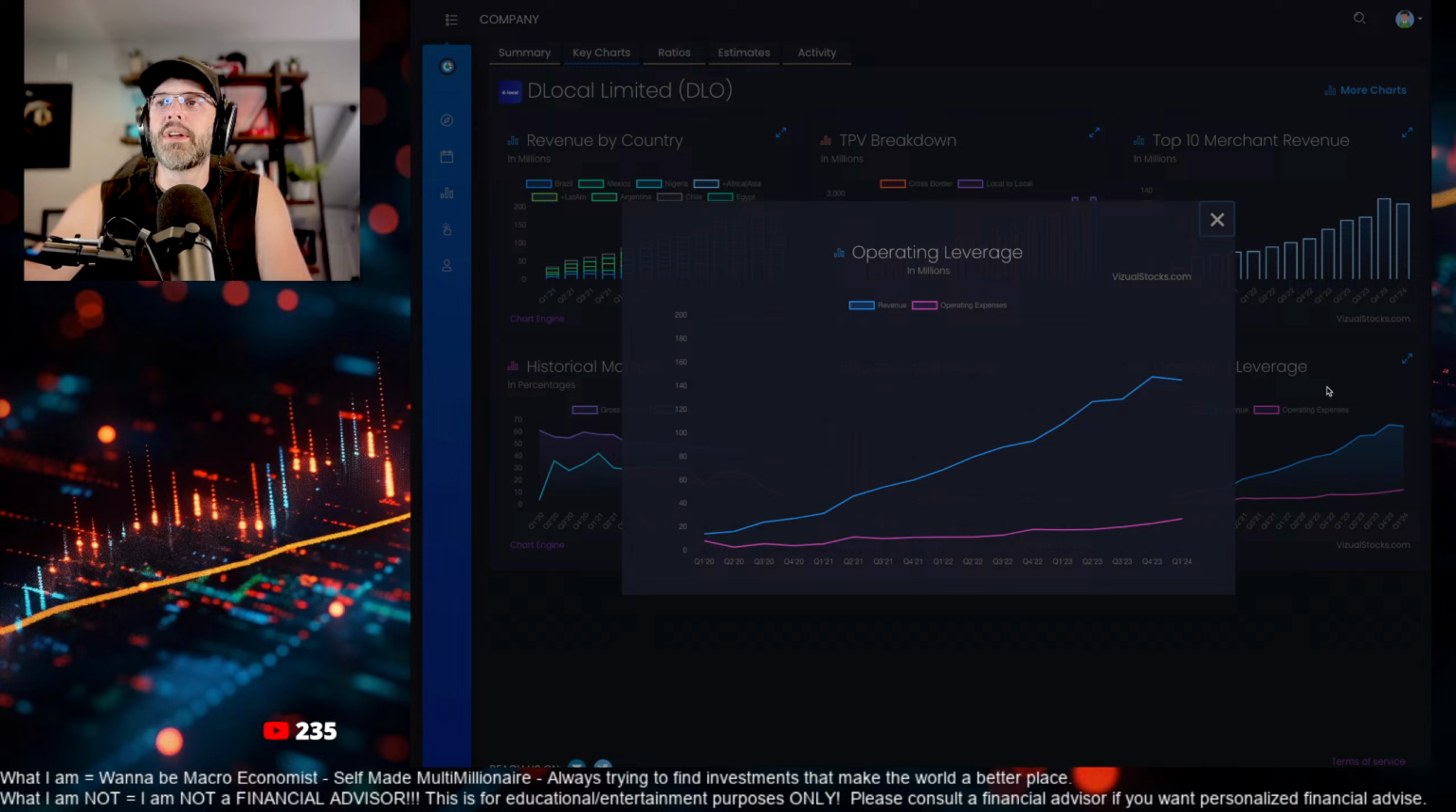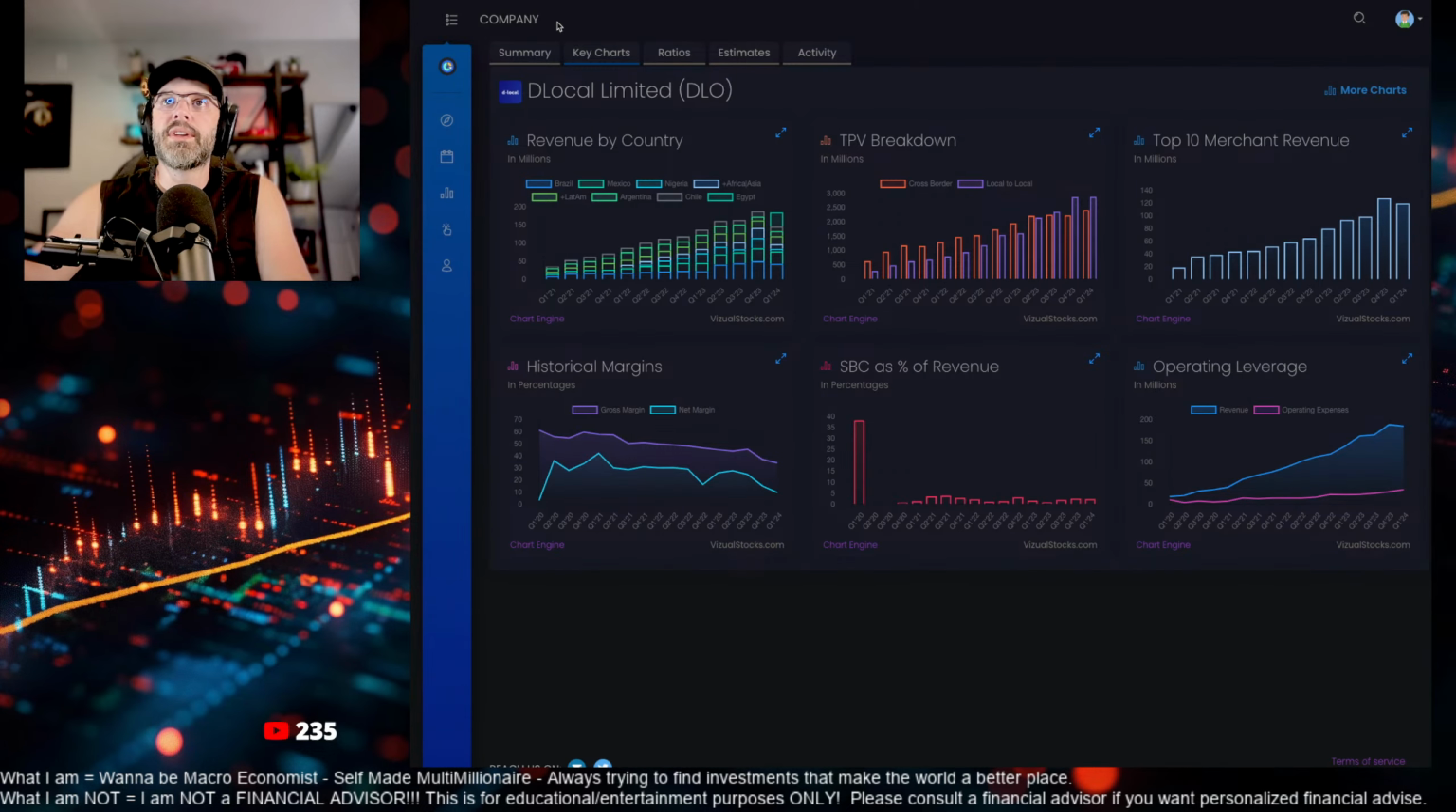So there's areas where they can benefit. I still love this. Looking at the operating leverage, it looks good. Revenue versus expenses, even though we did see an uptick. And again, just like cross-border, local to local, it looks like local to local is picking up. Cross-border isn't really doing much for their TPV breakdown. And let's see, top 10 merchant revenue. So their top 10 merchant revenue started to drop, which they've had a really steady uptick. So maybe there's some of that.